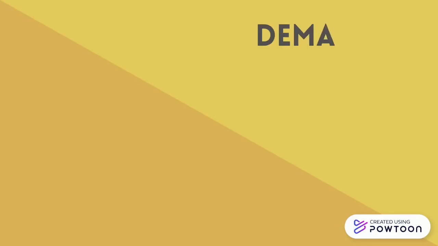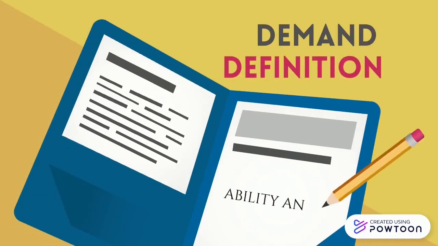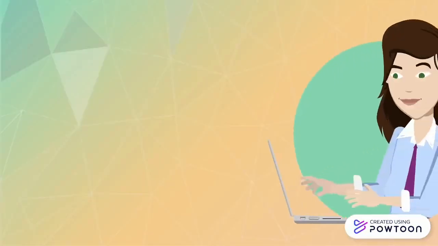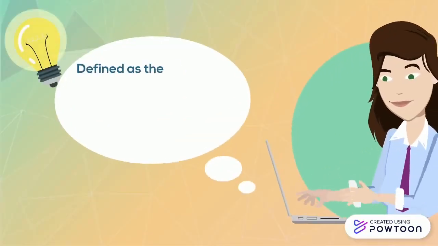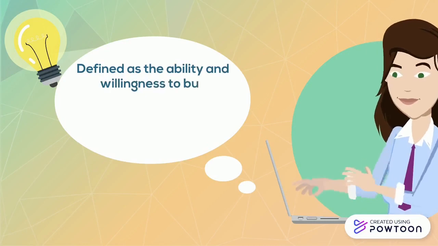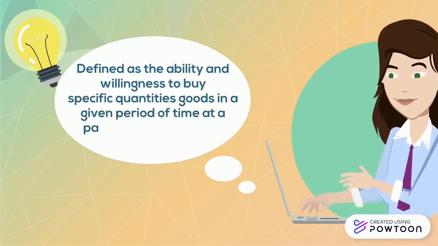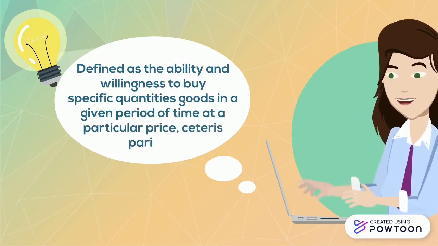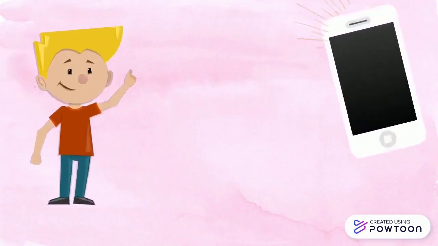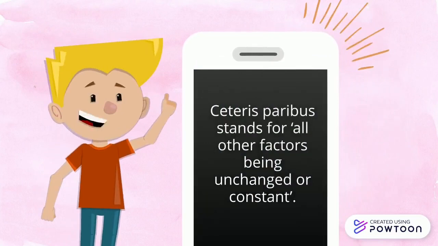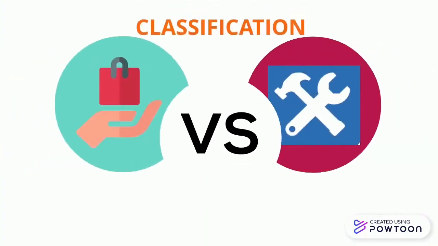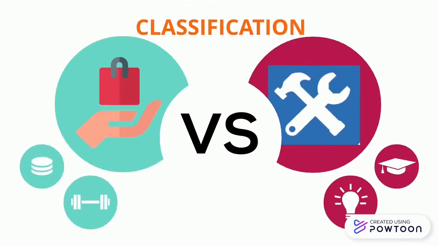What is demand? The key of demand is ability and willingness to buy. Demand is defined as the ability and willingness to buy specific quantities of goods in a given period of time at a particular price, ceteris paribus. Ceteris paribus stands for all other factors being unchanged or constant. Before we go into detail, I will go through the classification of goods and services.